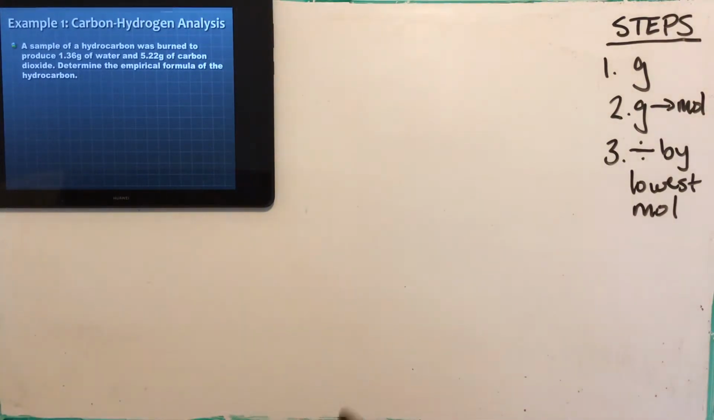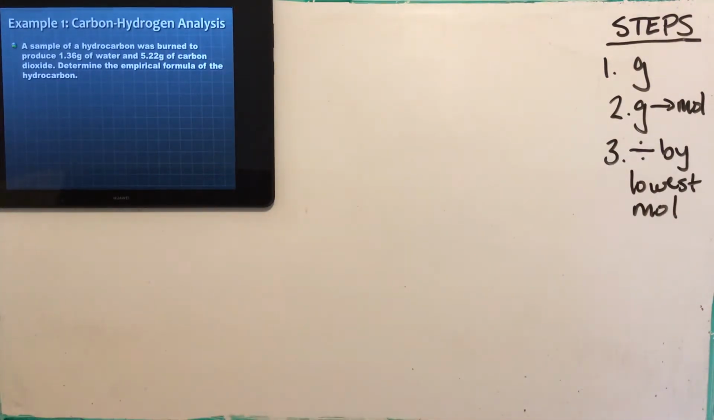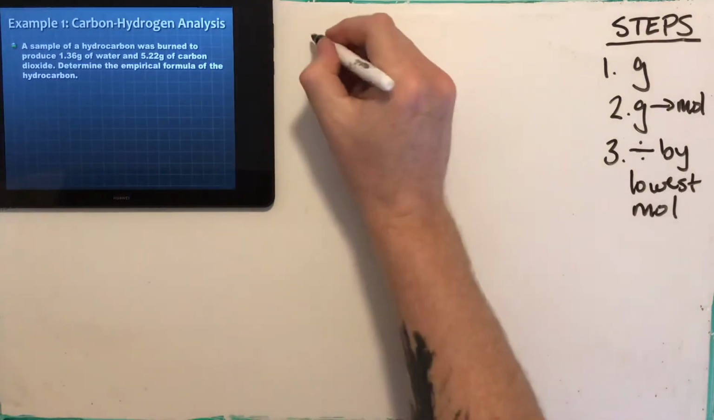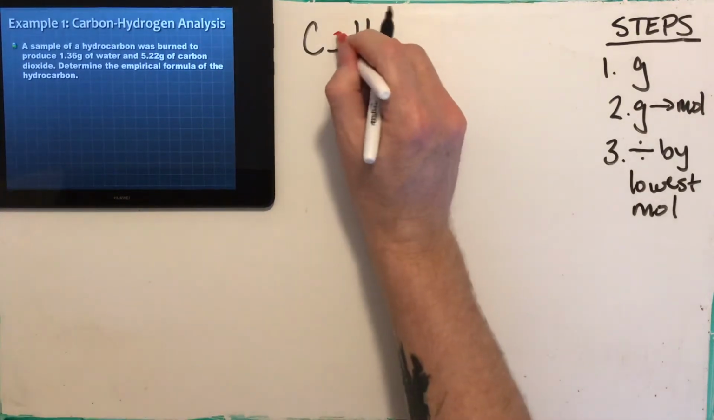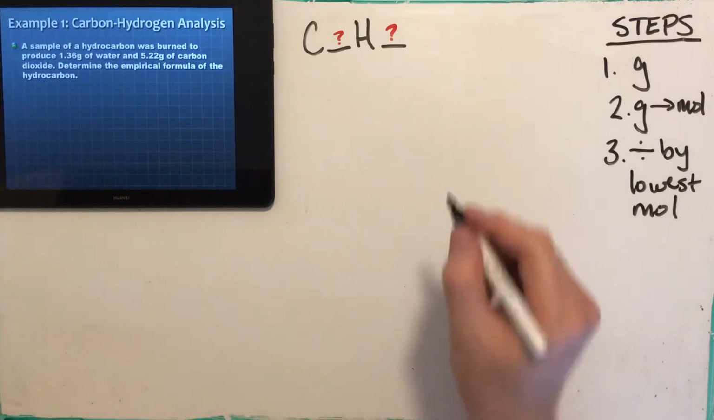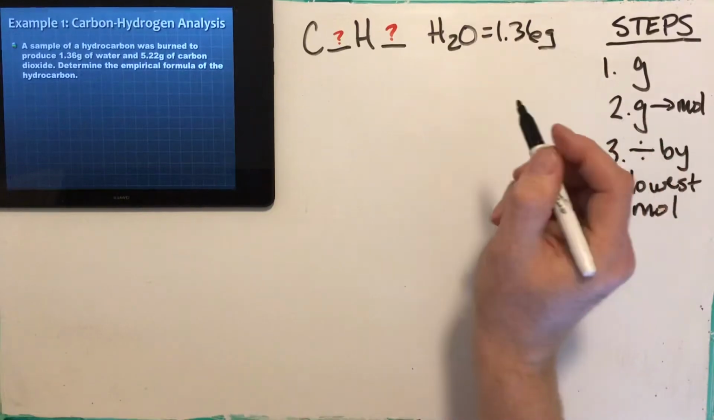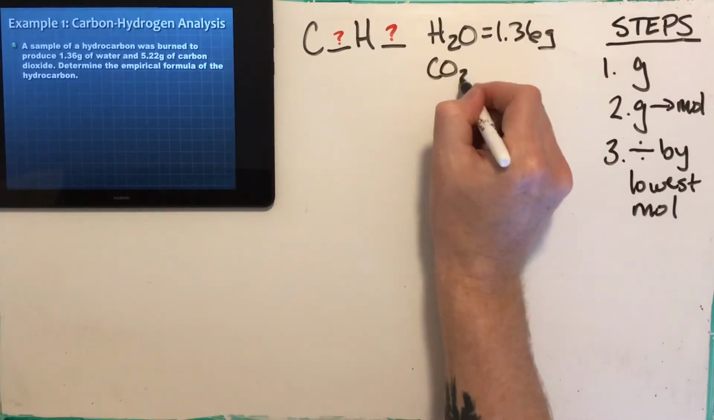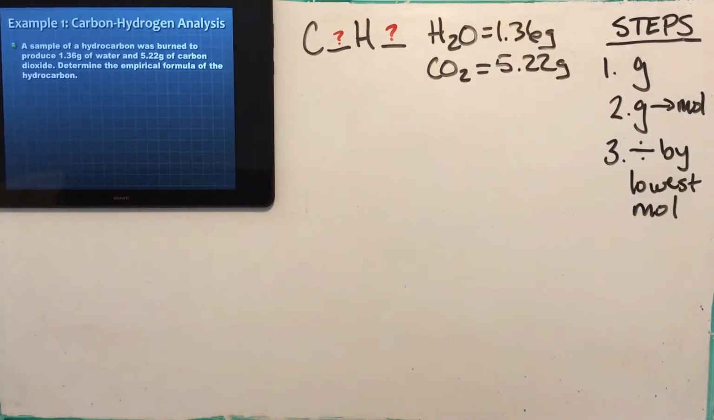So our first question, and we'll be using this. Our first question says a sample of a hydrocarbon. So for a hydrocarbon, I know my formula is C something H something. And that's what we have to find. What are these numbers that go right in there? It was burned to produce 1.36 grams of water. So water was equal to 1.36 grams and 5.22 grams of carbon dioxide. All right, so I just wrote down the information from the question.